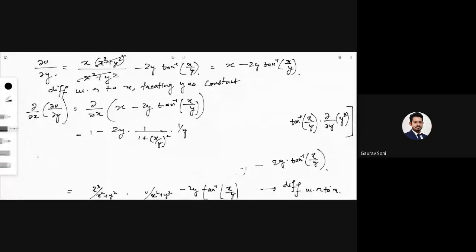So which is u x y is equal to, so this will be y square. 1y will get cancelled out. 1 minus 2 y square upon x square plus y square. This is the final answer.